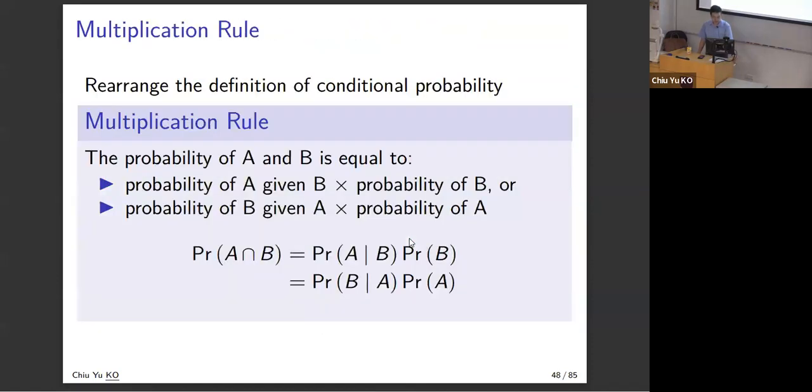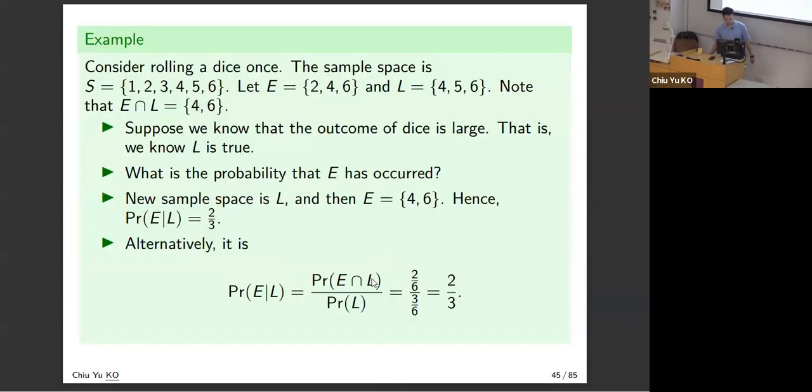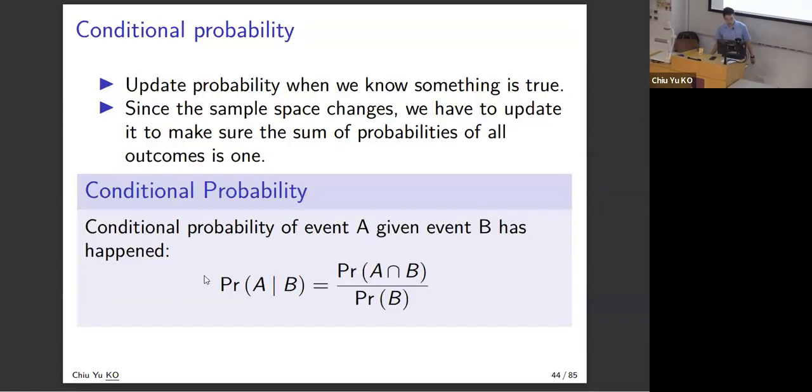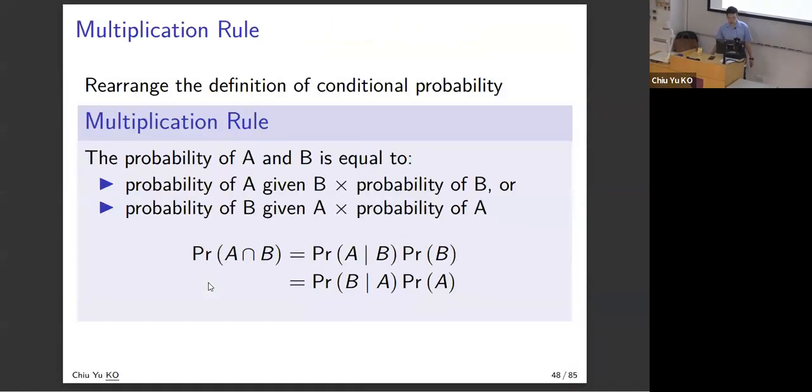Okay, and the next is the multiplication rule. It essentially is just swapping, if you remember the formula there. You just move the denominator to the other side. You multiply both sides by the denominator and you get the answer. So that is nothing new, just another way to write it.